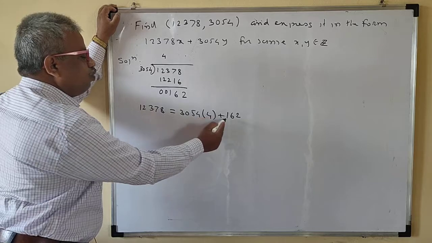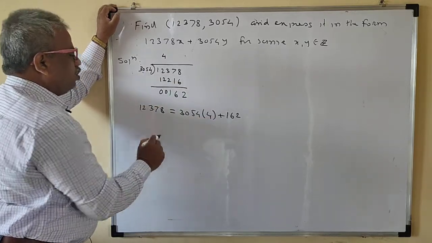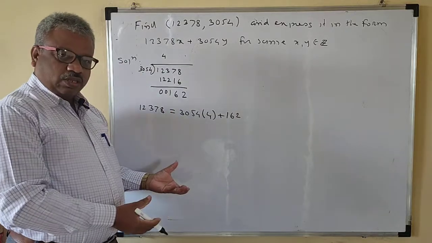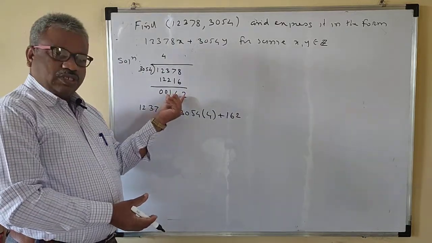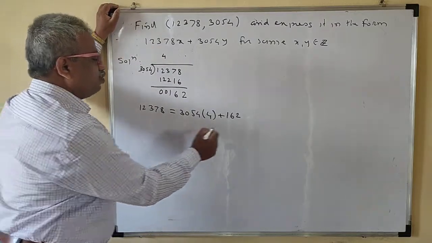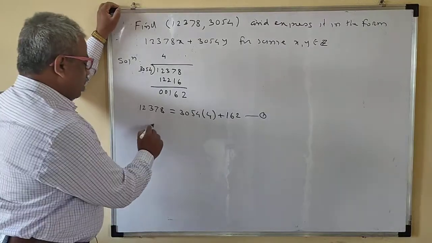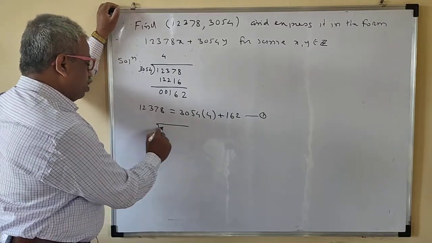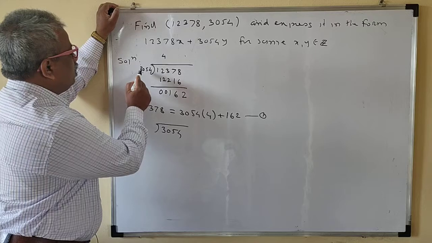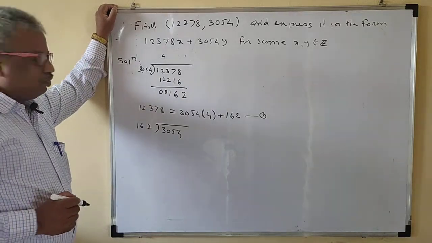So now what will we do? We'll divide 3054 by this number 162. We have to continue this until the remainder becomes 0. Okay, so we do this. Now we divide by 162. Again, the table of 162 is not known to you.